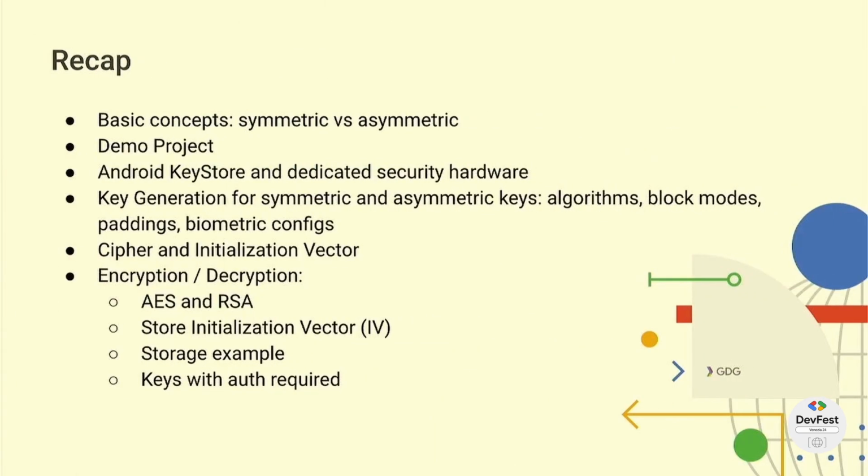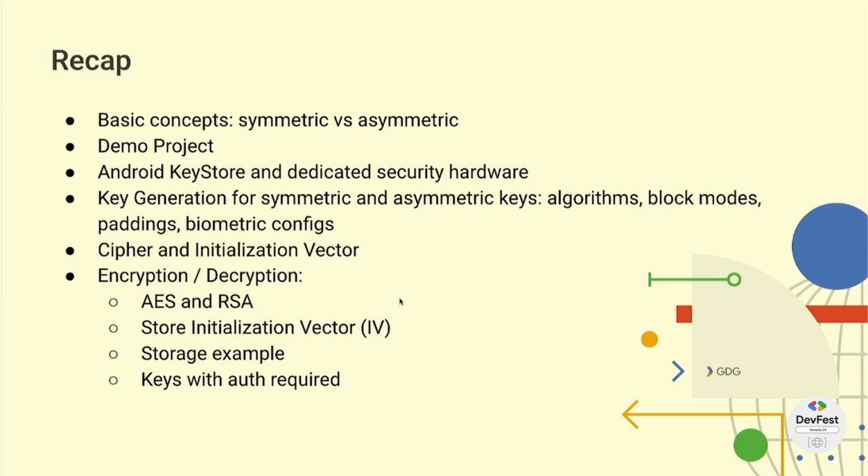And here's a small recap of what we talked about. Basic concepts: what a symmetric and asymmetric algorithm is. The demo, what the Android key store is, and what security hardware we can use for that, and the vendors are using. The key generation for asymmetric and symmetric keys, and the cipher, the initialization vector, why it is important to use a different initialization vector each time, and the encryption and decryption that we used.